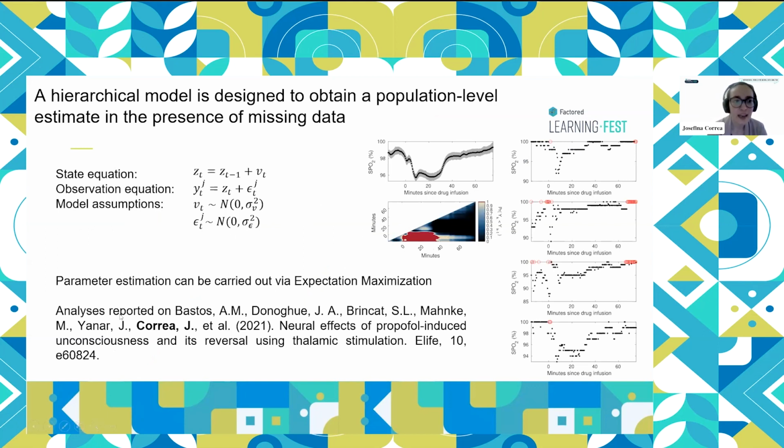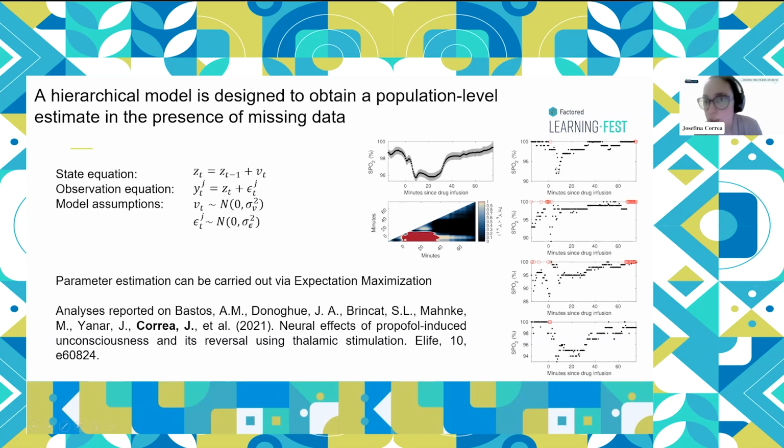And this data were published in a paper by Bastos and my advisor. It's called Neural Effects of Propofol-Induced Unconsciousness and Its Reversal Using Thalamic Stimulation. And the problem here is that we wanted to assess the extent to which the anesthetic drug altered the physiological responses like blood oxygenation, but we had data sets that were very noisy.